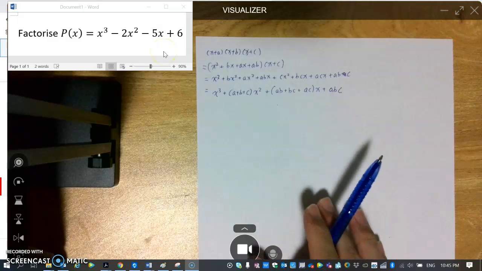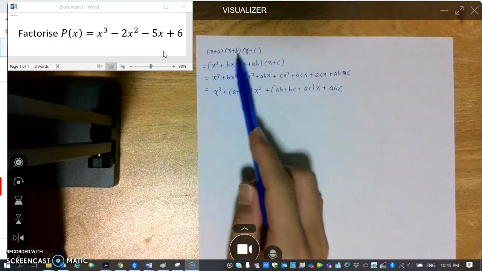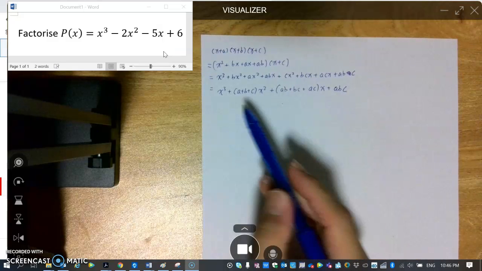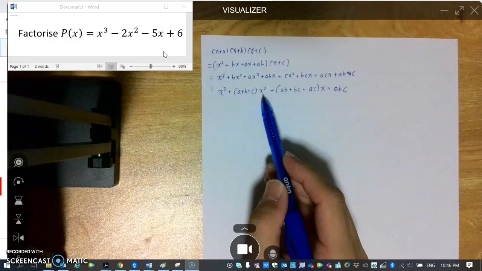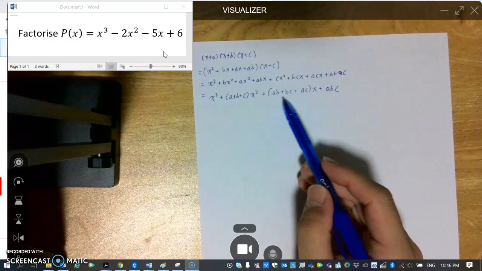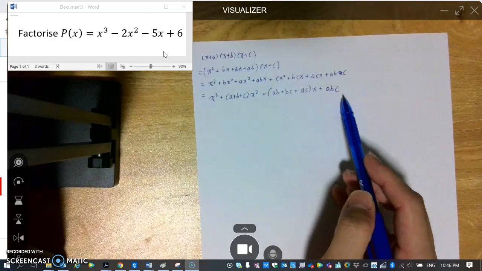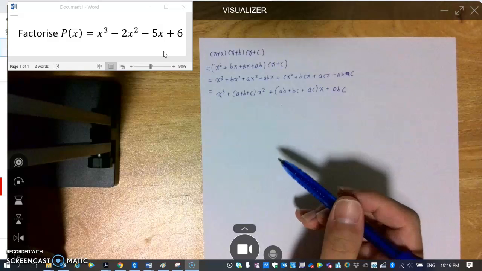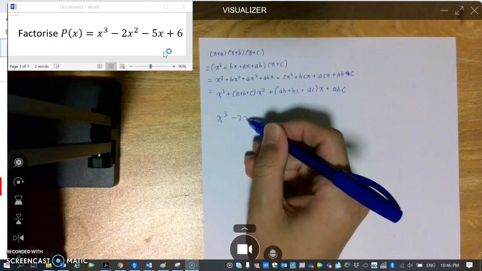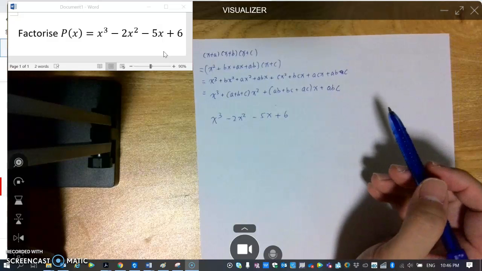Now the method goes like this. If we consider (x plus a)(x plus b)(x plus c) and we expand this bracket, you can check my working out, then we have x cubed plus x squared times (a plus b plus c), the x term we have (ab plus bc plus ac), and you have the constant term abc. So if we compare with the question we're trying to do, x cubed minus 2x squared minus 5x plus 6, we can find out a pattern.